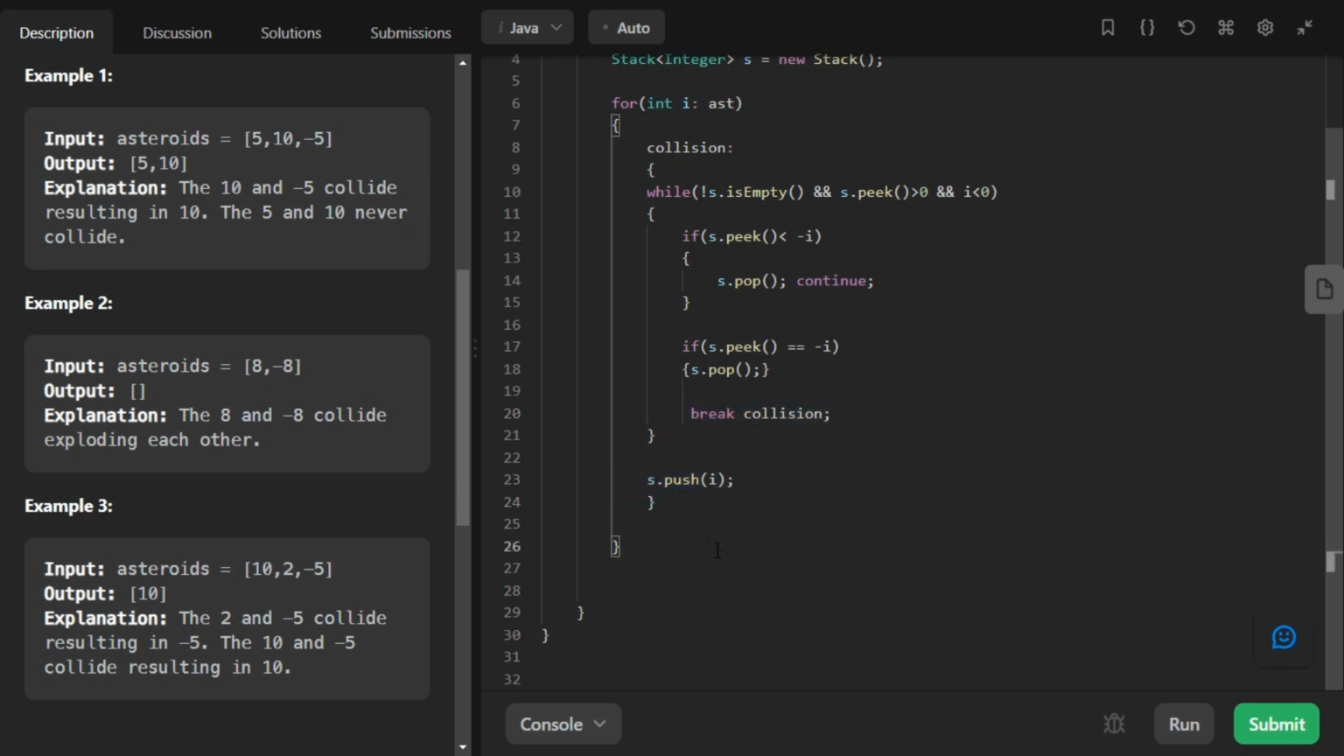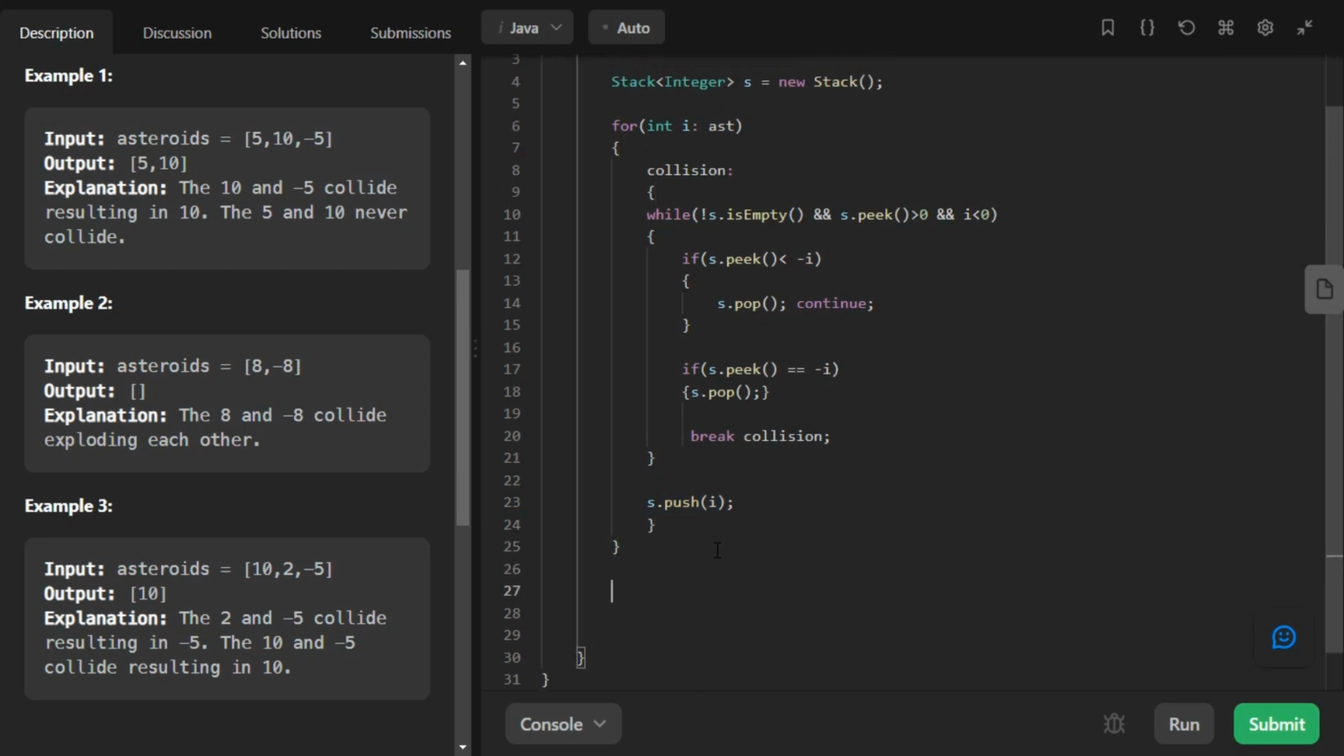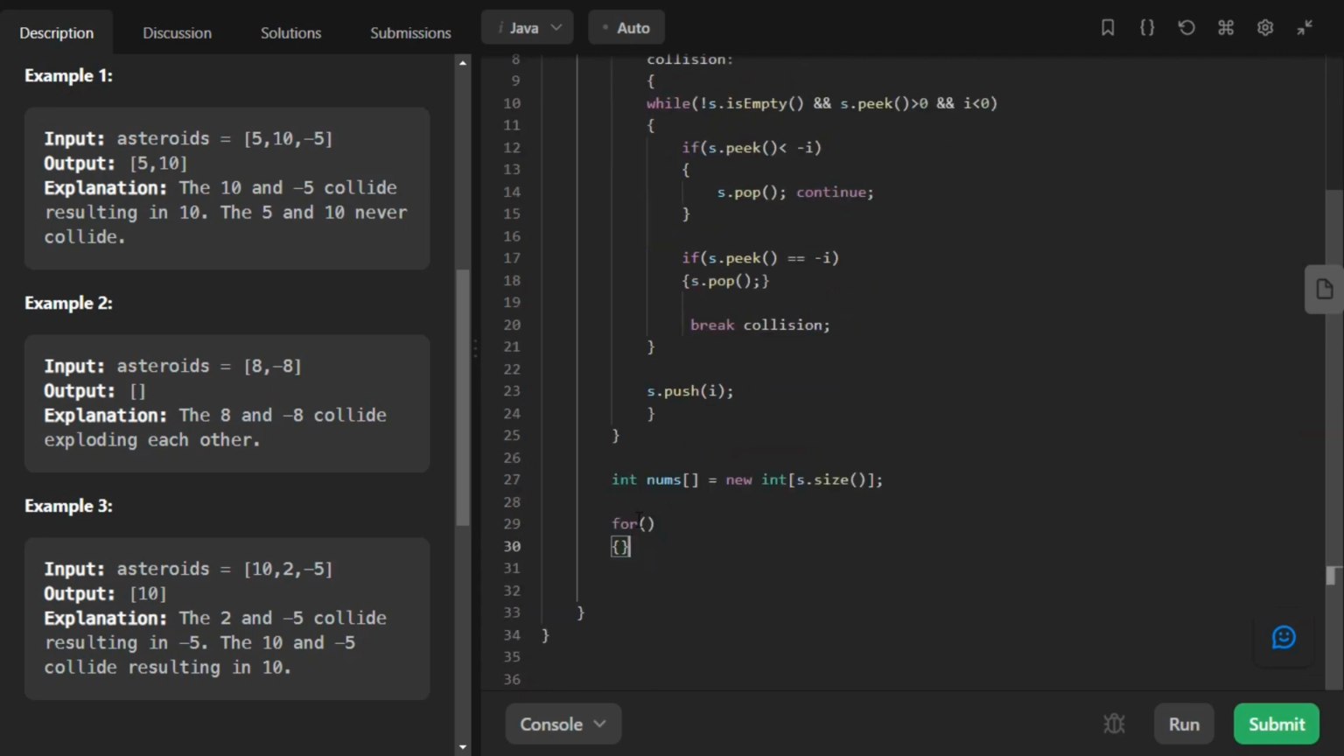Now the only thing that we are left with is that now the stack is full. We have to return our array. So how can we do that? It's a pretty simple thing. Whatever the size of the stack is, we have to create the same size of array, and we have to take the elements one by one from this stack.